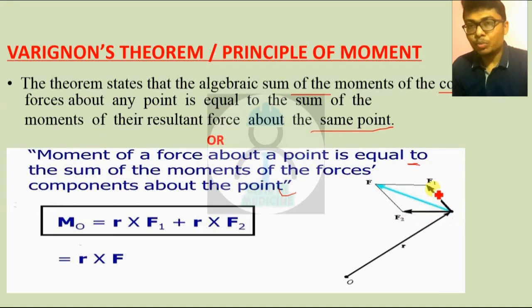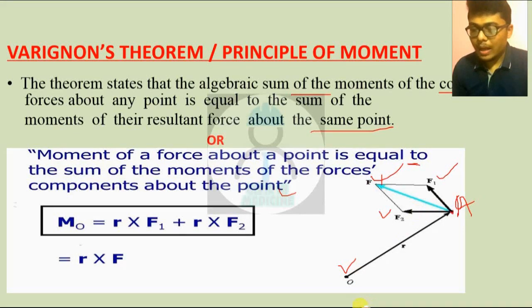Suppose two forces F1 and F2 are acting at this point. Suppose this point is O and their resultant force is F. Okay, as per Varignon's theorem, the moment about this point, O point. Sorry, this is O point and suppose this is A point. Okay, so about O point, the moment will be M0. That means the moment about O point will be due to the forces F1 and F2.